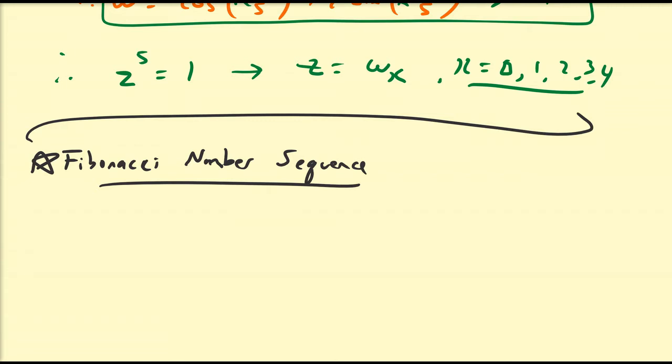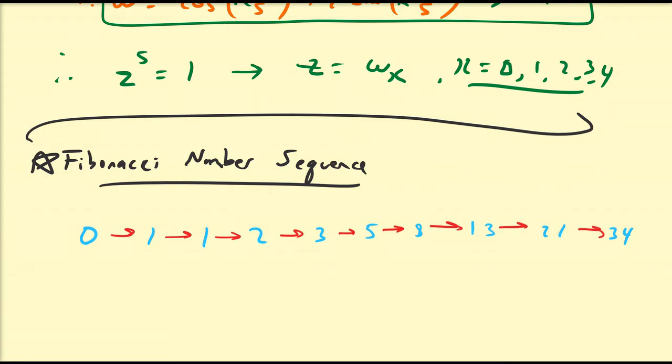Again, we're going to be considering the Fibonacci sequence, which is 0, 1, 1, 2, 3, 5, 8, 13, and so on. Let's just do a couple more numbers, say 21 and 34. Of course, this order does matter because 0 is going to go to 1, 1 is going to go to 1, 1 is going to go to 2, and so on. So this order is unique.